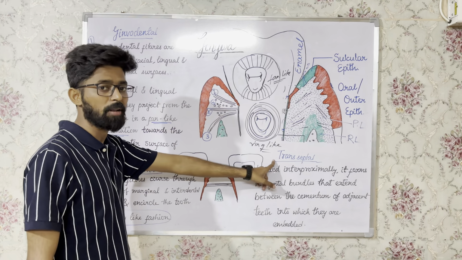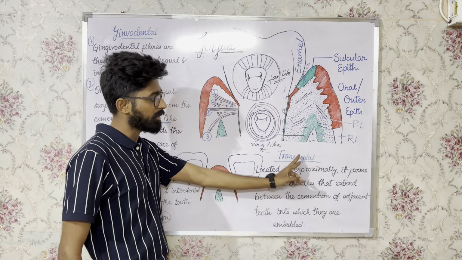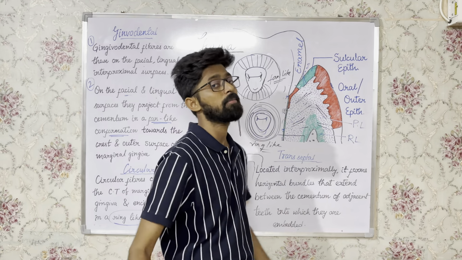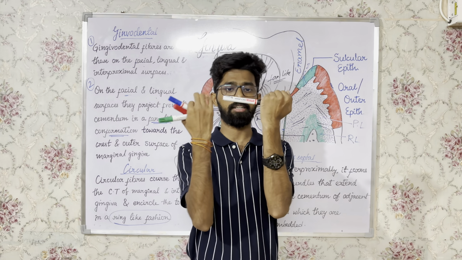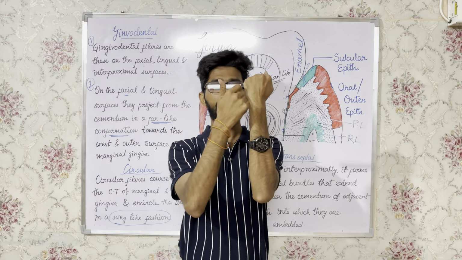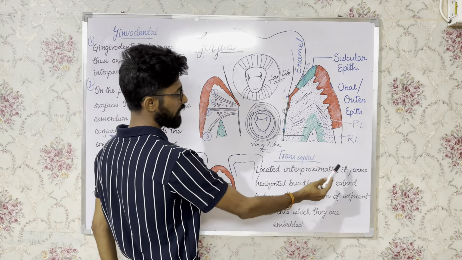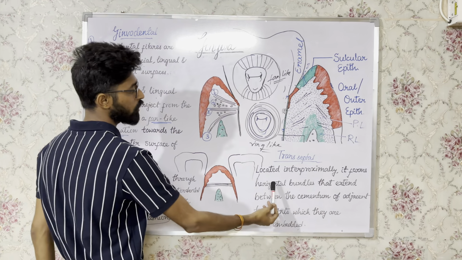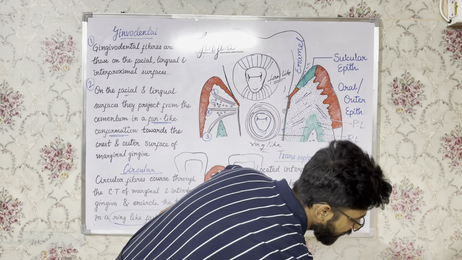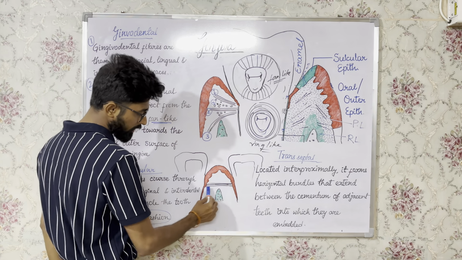So coming to the transseptal fibers. The same thing you will study in the fibers of periodontal ligament also. For now, what will you write for transseptal fibers? Located interproximally. These are the 2 teeth, and this is the transseptal fiber. Located interproximally, transseptal fibers form horizontal bundles that extend between the cementum of adjacent or approximating teeth, into which they are embedded. This is 1 tooth, this is the 2nd tooth, and this is the transseptal fiber diagram.